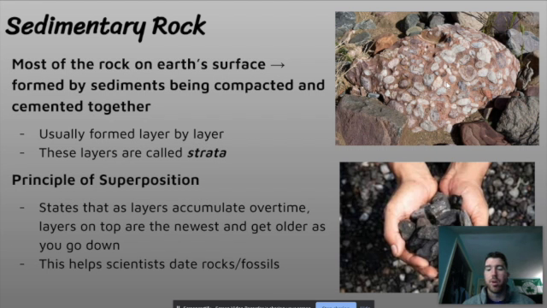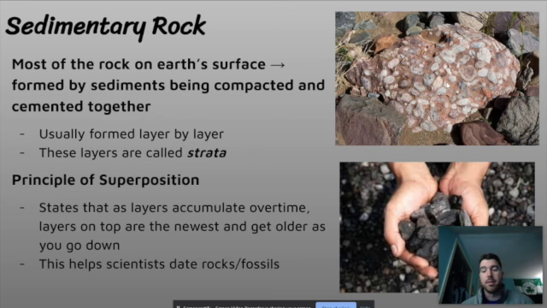So the rock in the top right hand corner is an example of sedimentary rock. It kind of looks like someone just glued a bunch of fragments of rock together. No one actually did that. That formed naturally over time, but that's what a lot of sedimentary rock looks like. Usually, sedimentary rock has layers or forms layer by layer, and these layers are called strata.